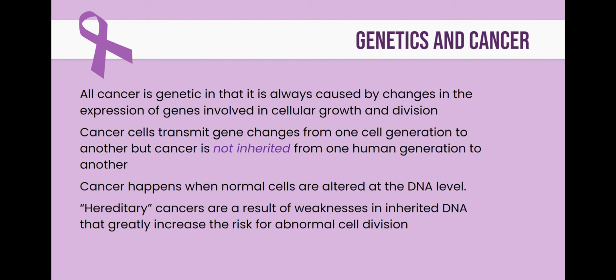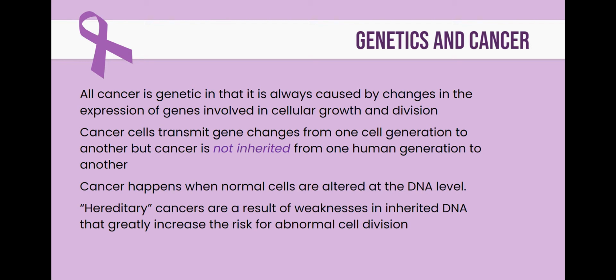Cancer cells transmit those changes, those mutations, from one cell generation to another. But cancer, strictly speaking, is not inherited from one human generation to another. Even in familial cancer syndromes, the person isn't born with cancer. You very rarely see newborns with cancer. Once in a while it happens, but it happens during fetal life as in certain very rare aggressive types of cancer. But it is always like an acquired change. The genotype doesn't give you the cancer. It's the changes.